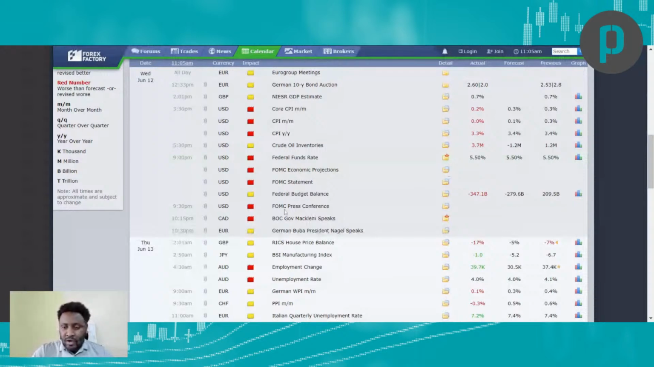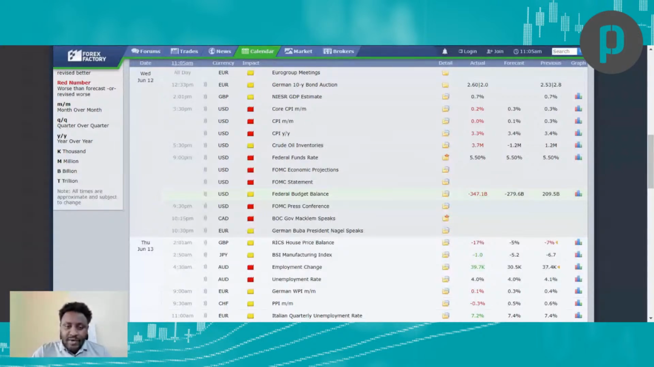Of course, we also had the federal budget balance, which added more deficit spending. In this case, we saw a drop to negative 347.1 billion, meaning that the Biden administration is still drunk with spending more, putting even more cash in the economy, while the Fed is struggling to fight inflation.